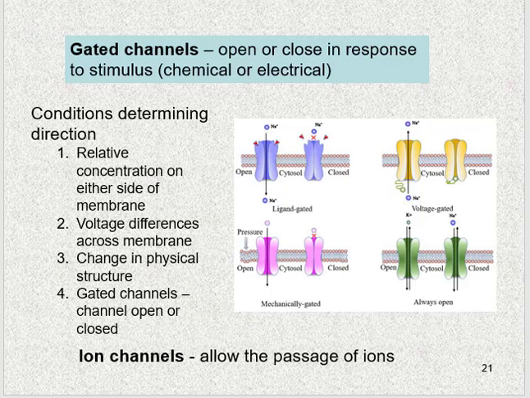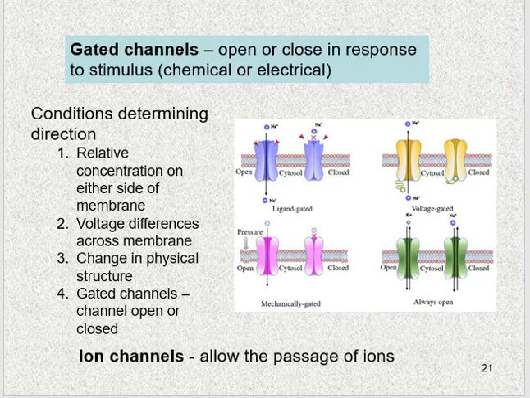Okay, so when we're talking about gated channels, there are a few different ways in which a channel can open or close, and in which direction those molecules will be moving. Ligand-gated ion channels bind to neurotransmitters and open in response to ligand binding. Another type would be voltage-gated channels. Voltage-gated channels are activated by changes in the electrical membrane potential near that channel.